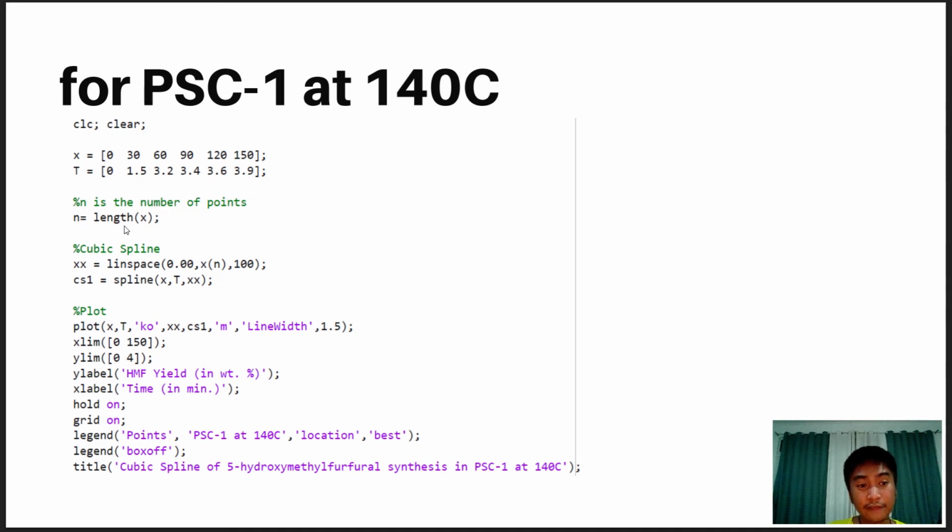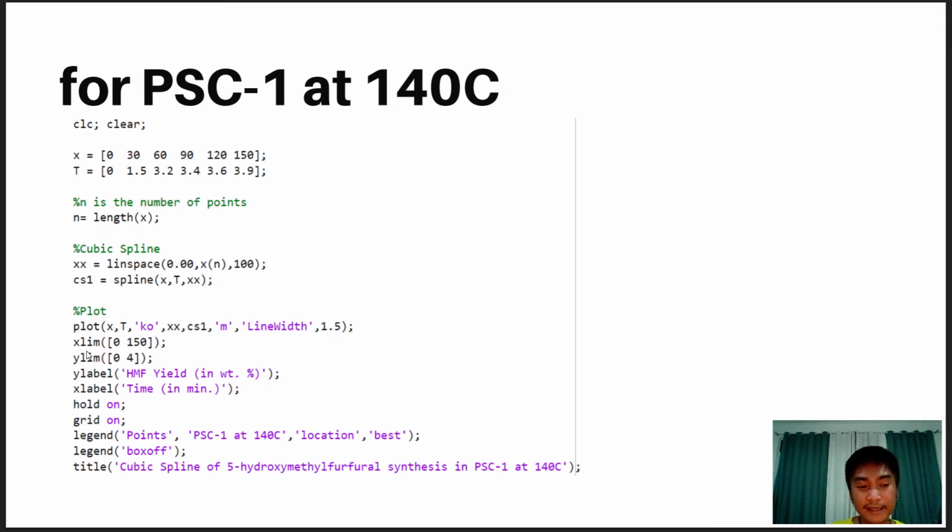Percent n is the length of x instead of the other parameter earlier. The cubic spline is also set the same way as earlier, where xt is equivalent to linspace(0, x(n), 100), then cs1 = spline(x, y, xt), and then plot xt, cs1. So this is the cubic spline, and then assign the color magenta, and then we add a line width, which has a value of 1.5.